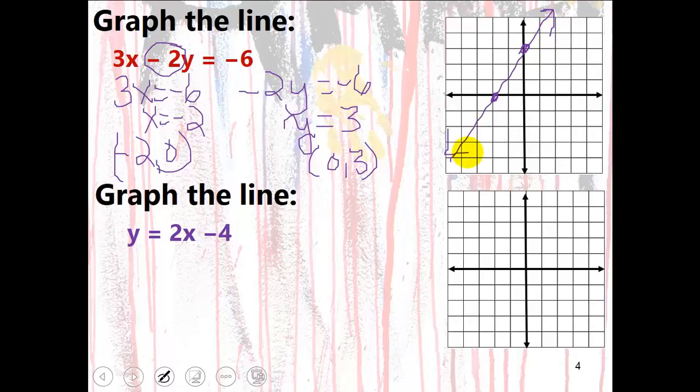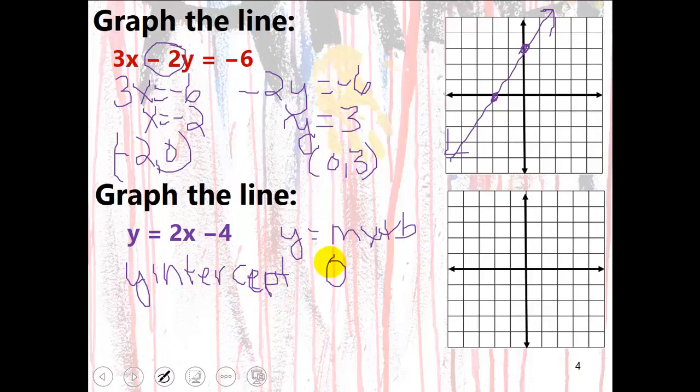On this one, I'm in slope-intercept form, y equals mx plus b, and I'm going to use my y-intercept, which is (0, -4). Because again, I plugged in a 0 for x. That left y equals -4. And then my slope is equal to 2. So my y-intercept is down here, 1, 2, 3, 4.